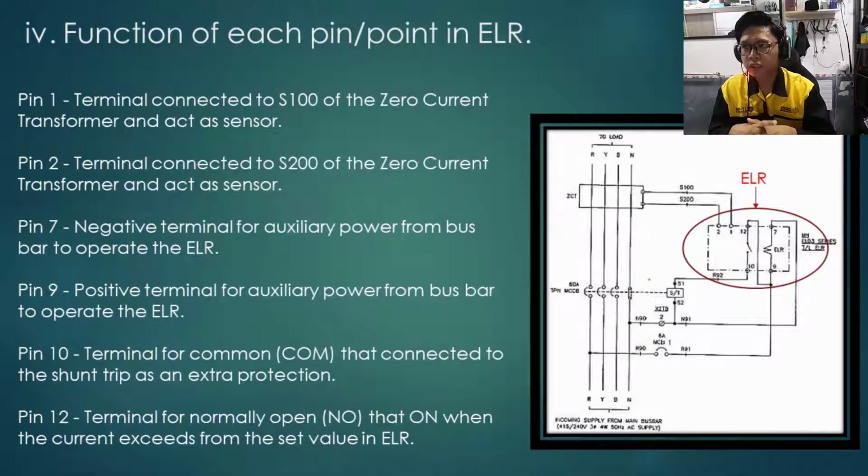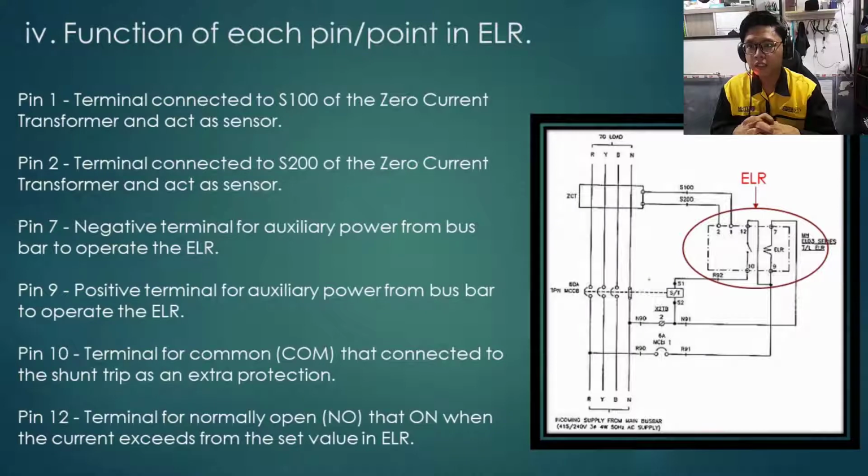So pin 1 is the terminal connected to the secondary transformer S100 of the zero current transformer and acts as a sensor. Pin 2 is the terminal connected to S200 of the zero current transformer and acts as a sensor. Pin 7 is the negative terminal for auxiliary power from the bus bar to operate the ELR. Pin 9 is the positive terminal for auxiliary power from the bus bar to operate the ELR.